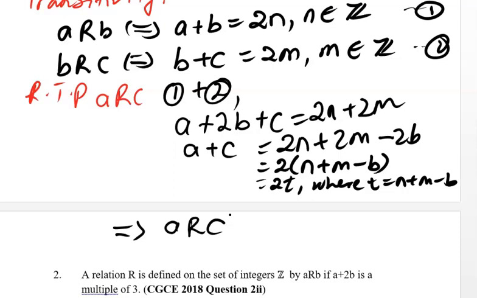So we conclude that since it is reflexive, symmetric, and transitive, it is an equivalence relation. But if you're asked to show that it is not an equivalence relation, take note that it will just need one. When one of the conditions fails, you can stop.